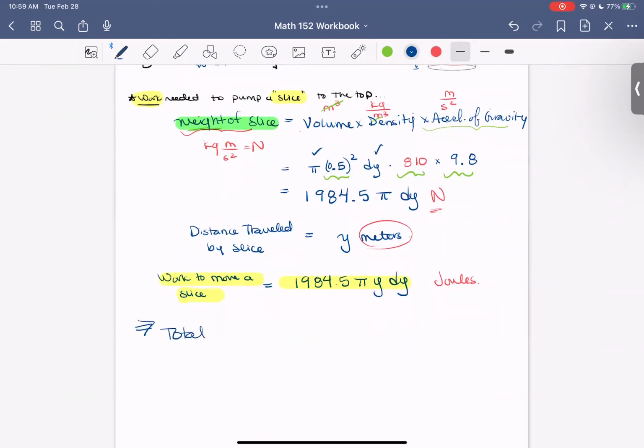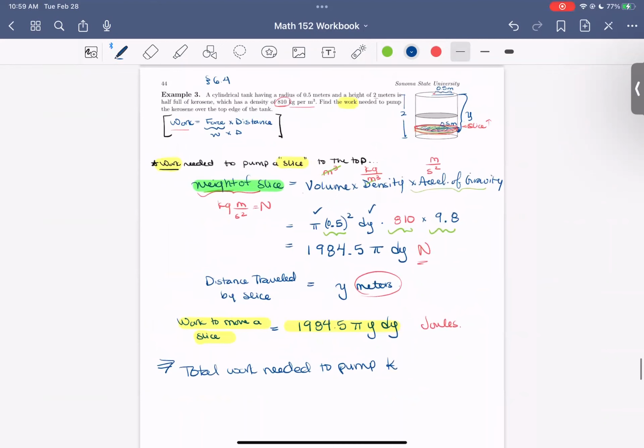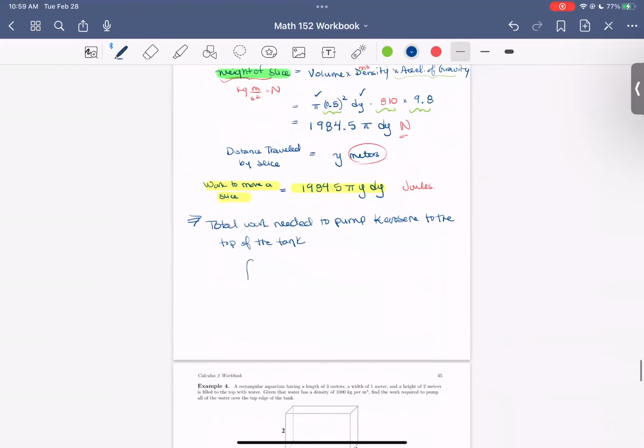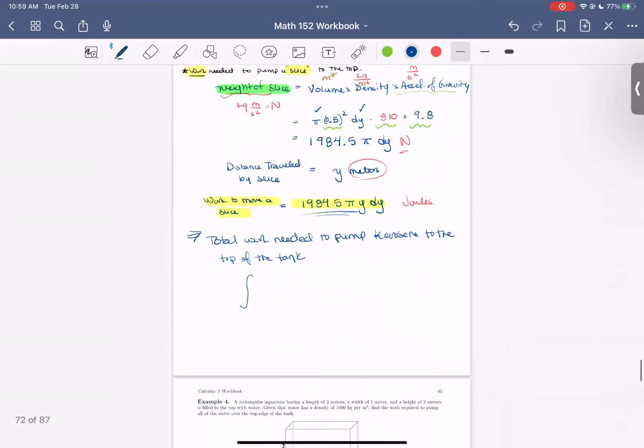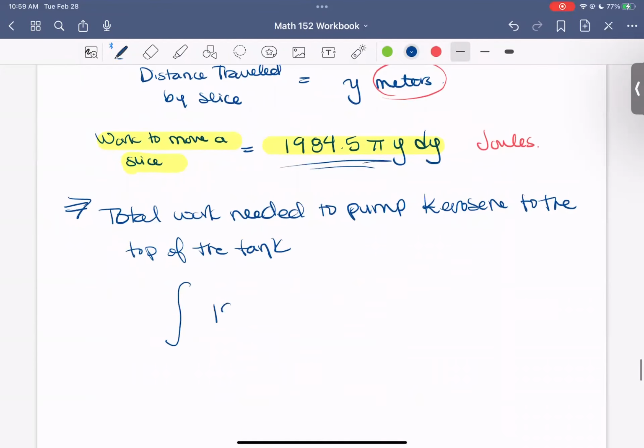So therefore, the total work needed to pump the kerosene to the top of the tank is given by computing an integral where we add up the amount of work to move each slice. So that would be the integral of 1984.5 pi y dy. And now we need to consider the bounds of our integral.